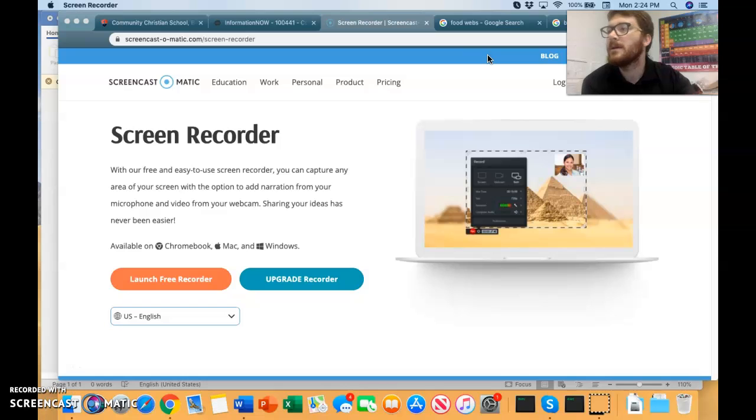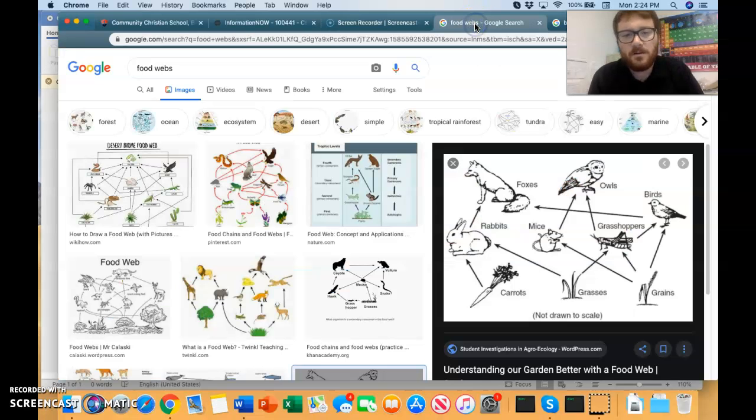It should be on Tuesday, March 31st. It says the Food Web project. Very simple project. It's not going to take you forever. What is a food web? Well, we talked about that in our notes.